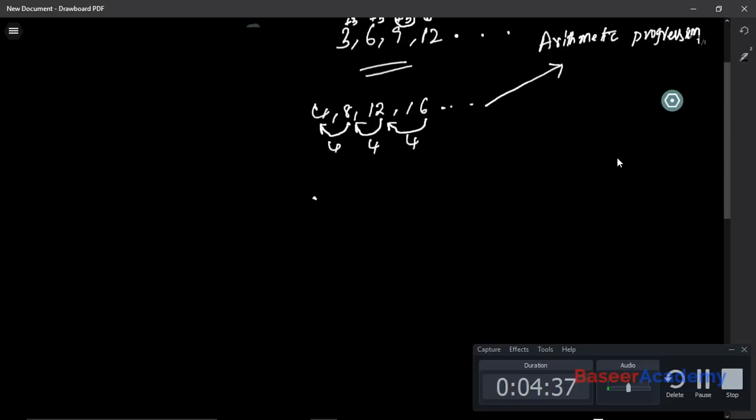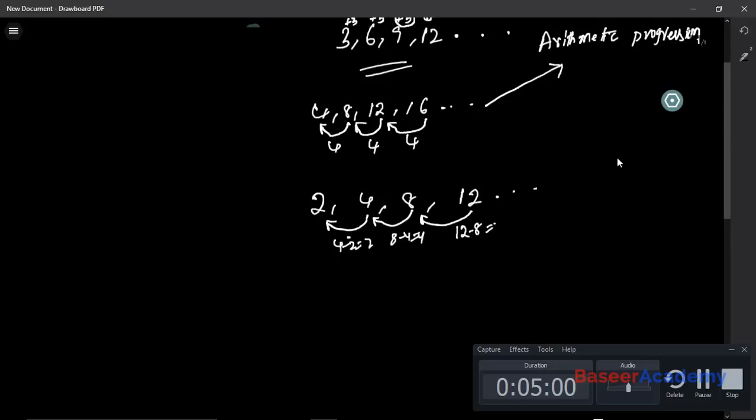Let's say I write down one more list here, 2, 4, 8, 12. Is this an arithmetic progression? Let's find out. The difference between 4 and 2, 4 minus 2, is how much? 2. The difference 8 minus 4 would be 4. The difference between 12 and 8, 12 minus 8, is 4. Is this an arithmetic progression? No, it cannot be, because the difference between 4 and 2 is 2, but the difference between 8 and 4 is 4. So the difference is not the same here. So this is not an arithmetic progression.